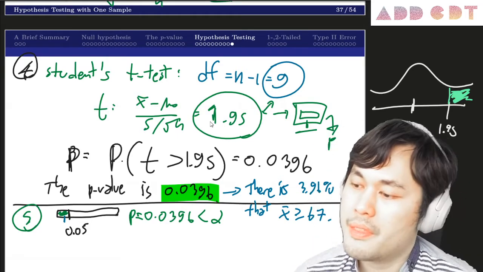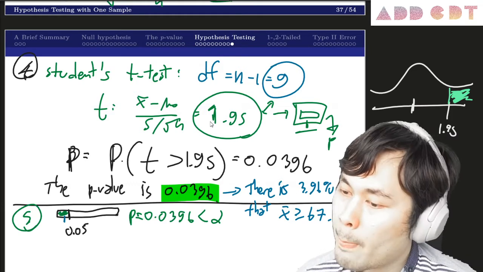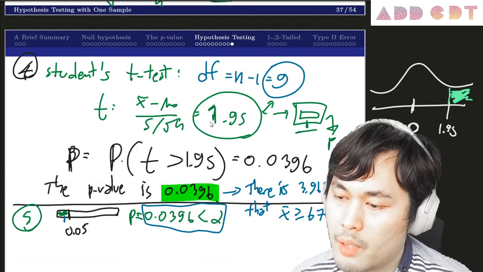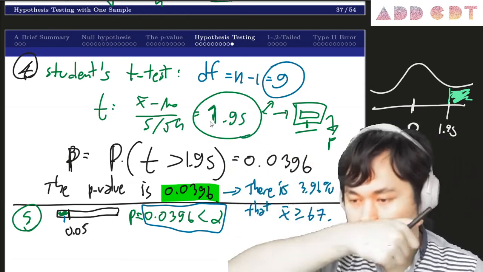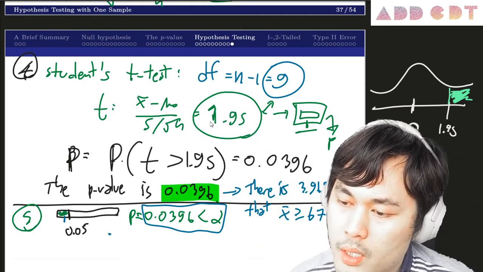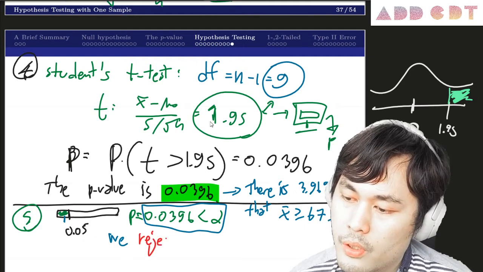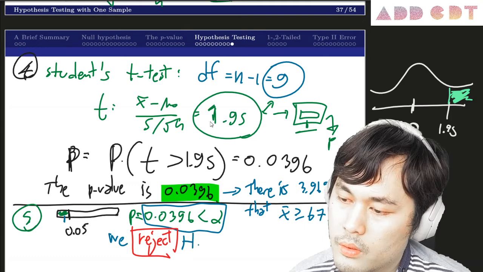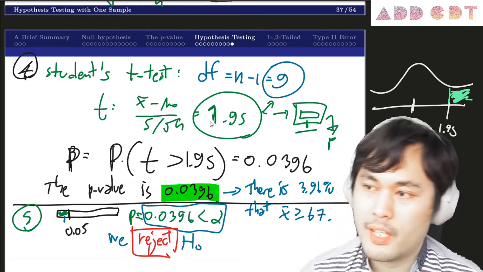And since that chance is small enough, and by enough it means it is less than our significance level in the first place, that means we go back and say that, okay, in this case we decide to reject H0 now. We reject the hypothesis now.